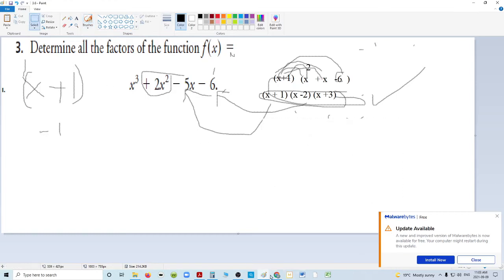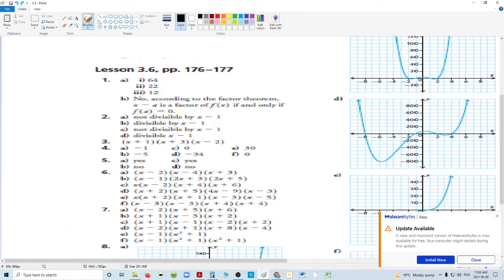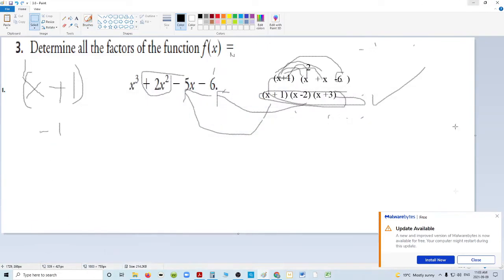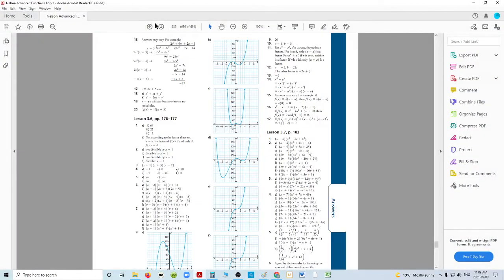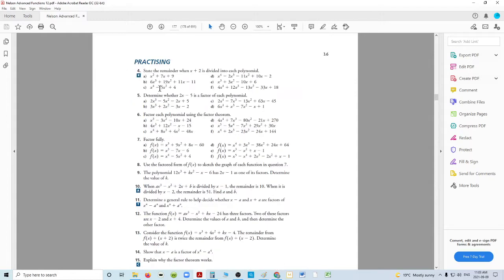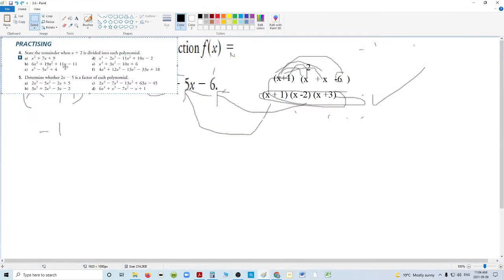Just going into the answers in the book, we will see that x plus 1, x plus 3, x minus 2 are indeed the factors. So there you go. Moving on. So you can see how factor theorem speeds up discovering the factors instead of doing synthetic division over and over again and just guessing.